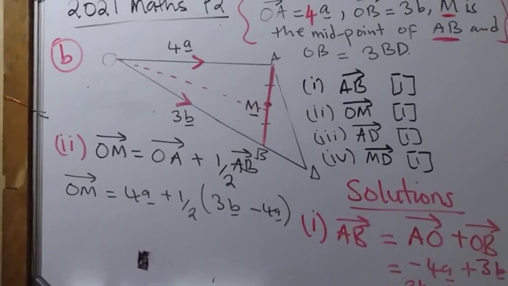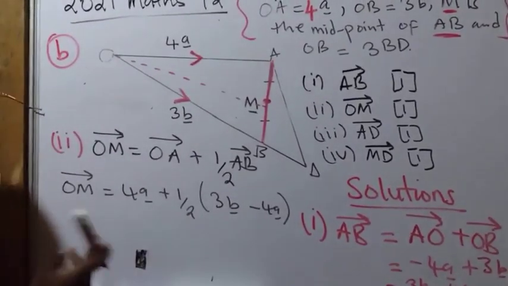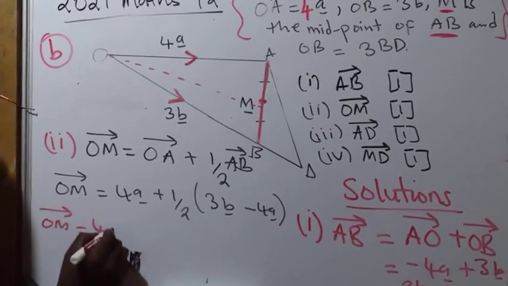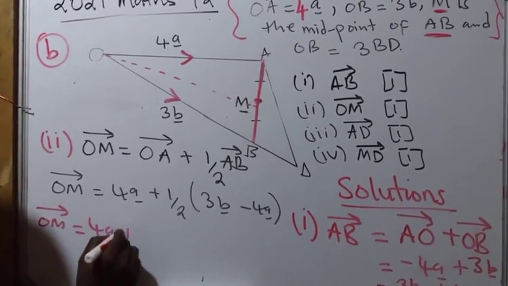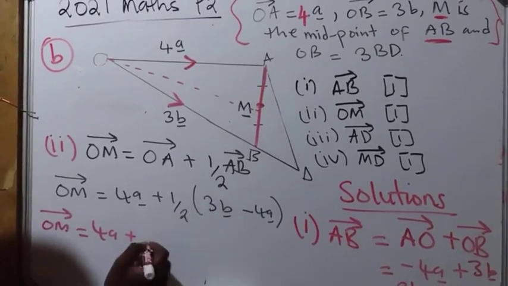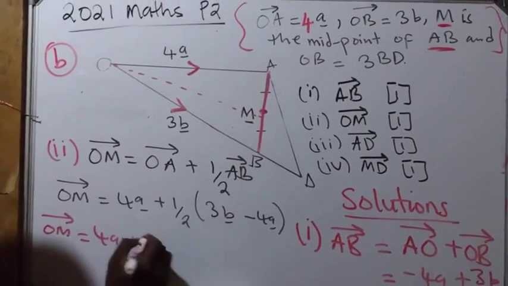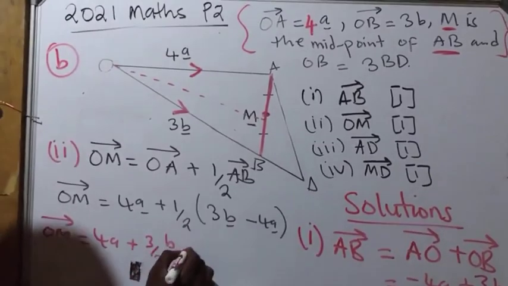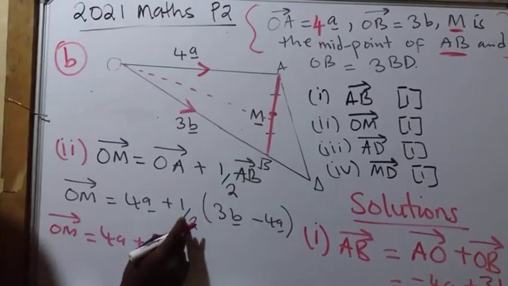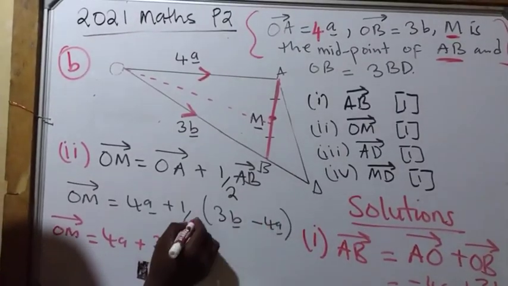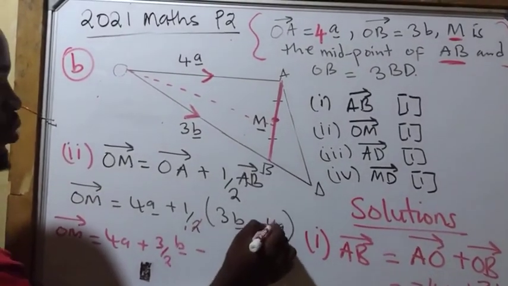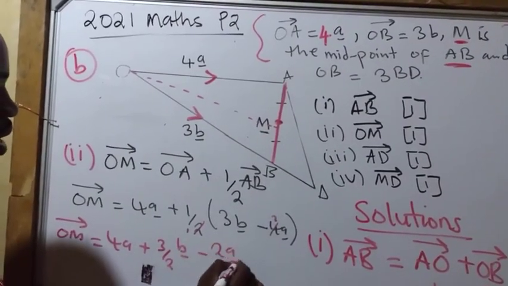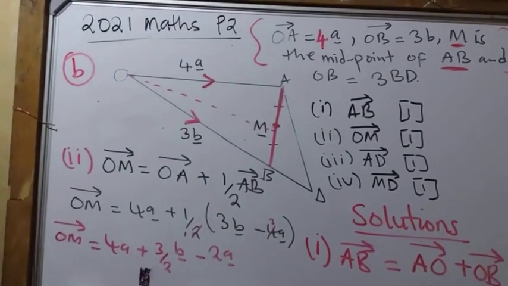We're going to expand this one, where we say OM equal to 4A plus, and here what we do, half times 3B, we're going to have 3 over 2 B vector, minus half times 4A. So these two here, 1 into 4, because they are 2, so 1 times 2A remain with A vector, like that. I hope you are following me nicely.